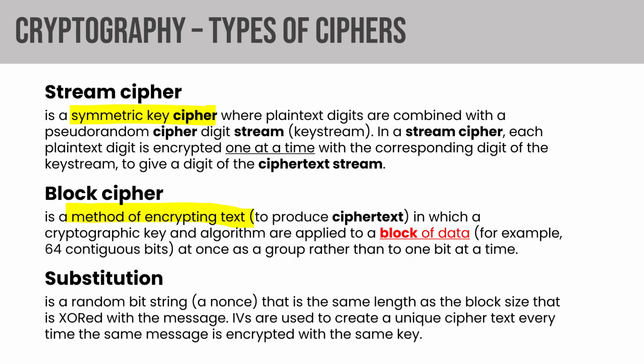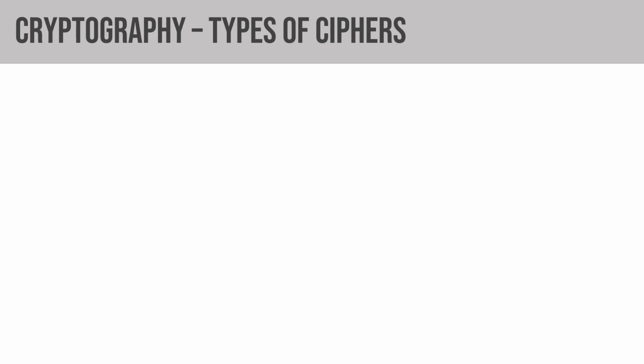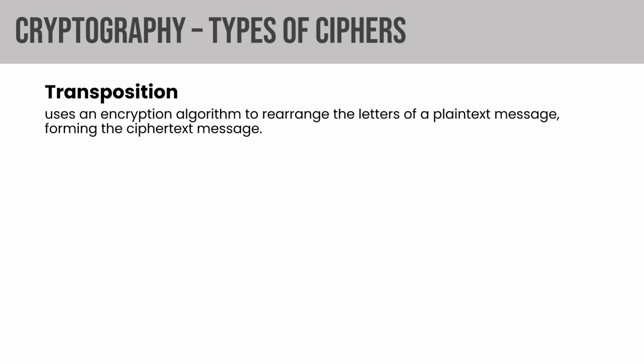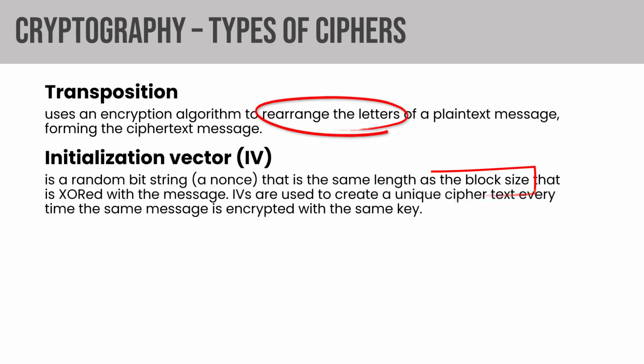Substitution. So this is a random bit string. It's basically the same length as the block size that's XORed in the message. So transposition. So transposition, to transpose something means to rearrange. And that's the easy way to remember this, is a transposition cipher is going to rearrange the letters of a plain text message, forming a ciphertext message.